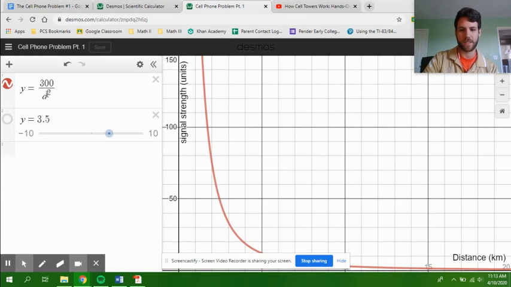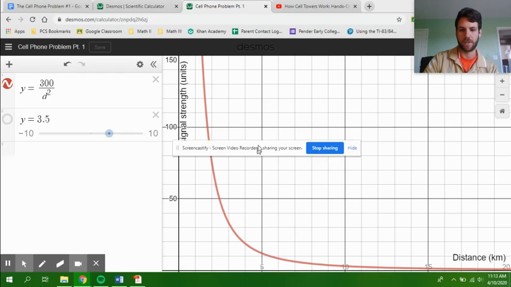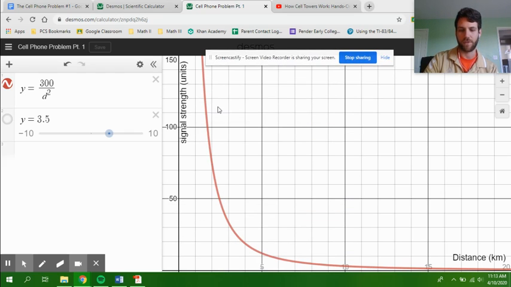We know the distance d is in kilometers. We have our x-axis labeled as that. Signal strength in units, to keep it simple, is our y-axis. And we can tell that we have a graph here that as distance is increasing, x goes to the right, our signal strength is going down, and vice versa. That matches the relationship that we heard about in our earlier question.